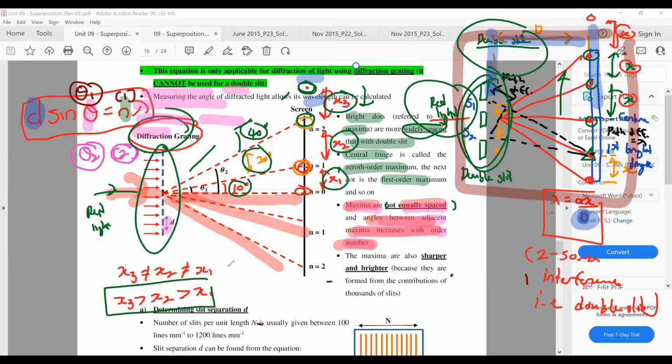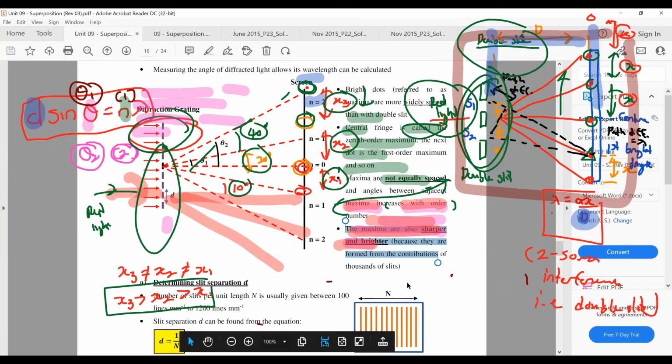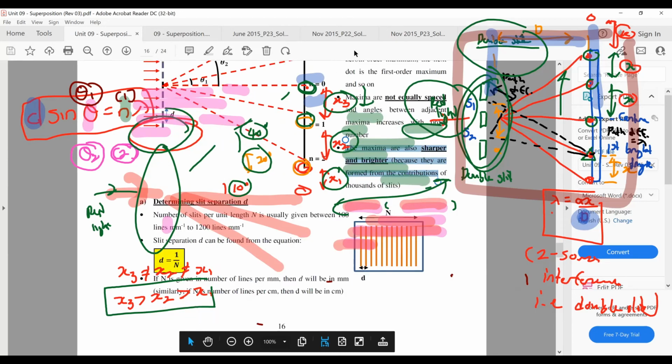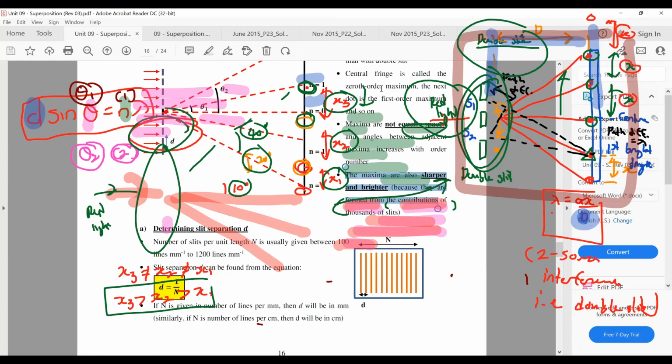So that is one thing different between double slit and diffraction grating. Double slit spacing will always be the same. Diffraction grating spacing will not be the same. It will tend to increase with distance from the center line, because the angle keeps increasing. Also for diffraction grating, the maxima tend to be a lot sharper and brighter than double slits. For double slits, you tend to see the bright fringes as a bit fuzzy, but for diffraction grating, you tend to see the bright dots as quite sharp. That is one of the main differences for diffraction grating.